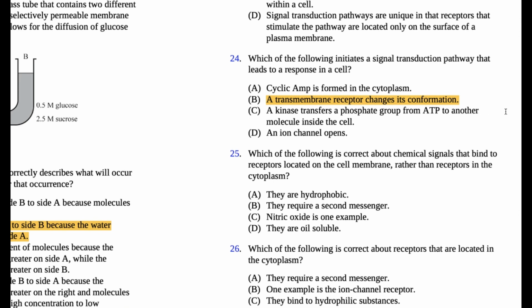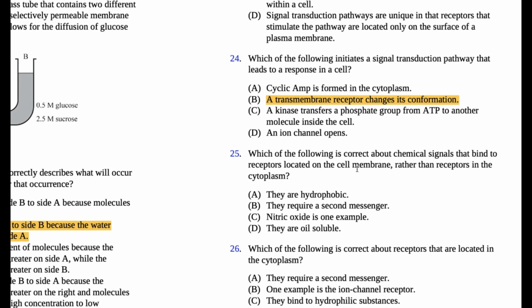Which of the following is correct about chemical signals that bind to receptors located on a cell membrane rather than receptors in the cytoplasm? They are hydrophobic, they require a second messenger. Nitric oxide is one example, and of course not. They're oil soluble, as you can see. Located on the cell membrane.